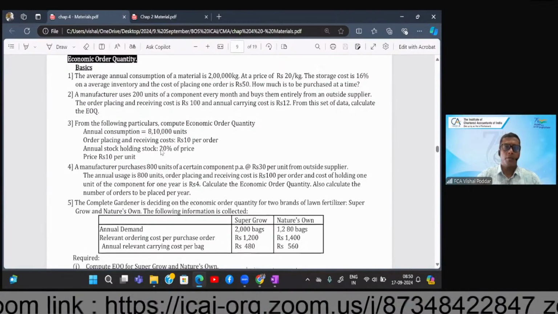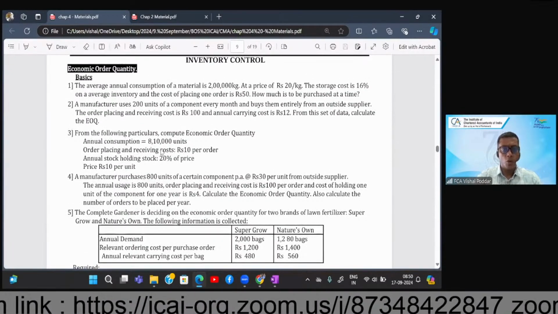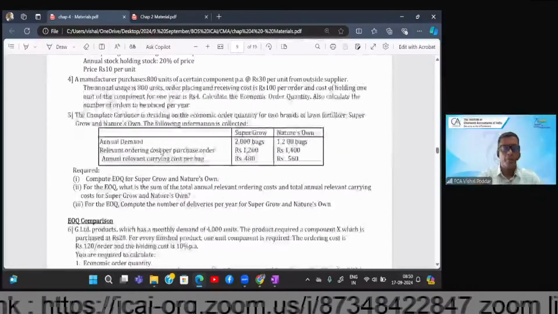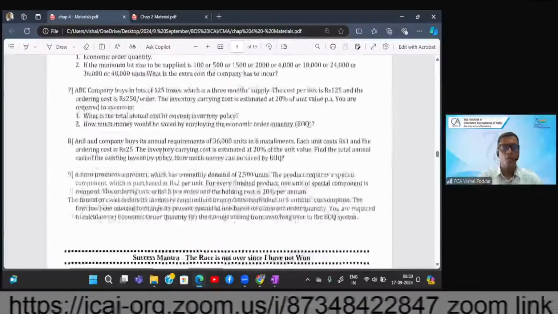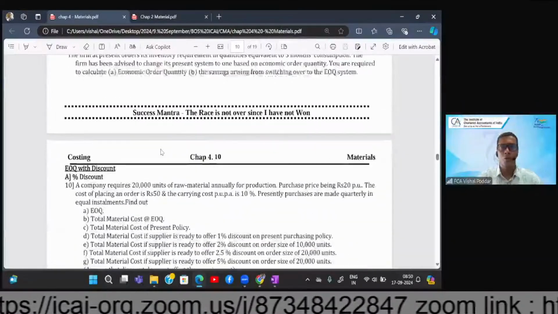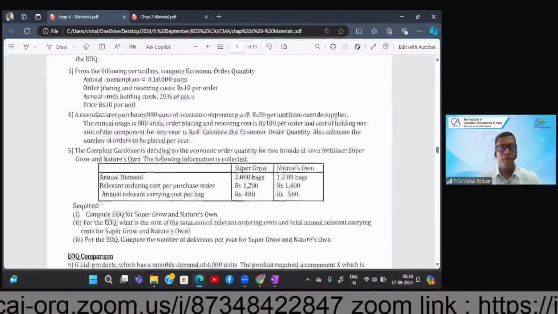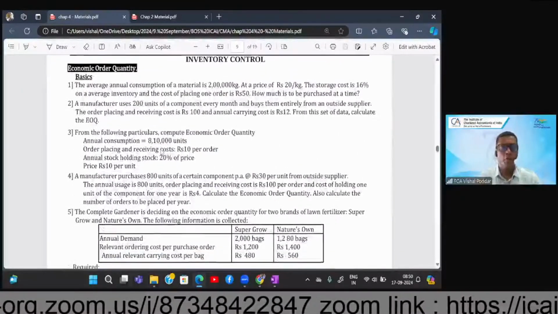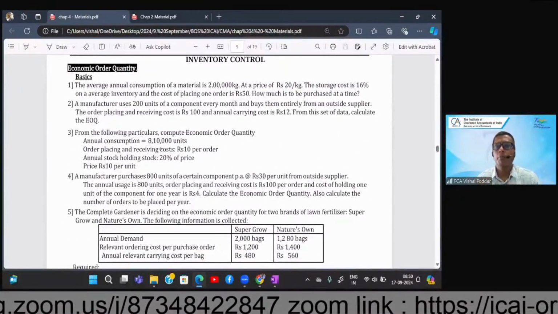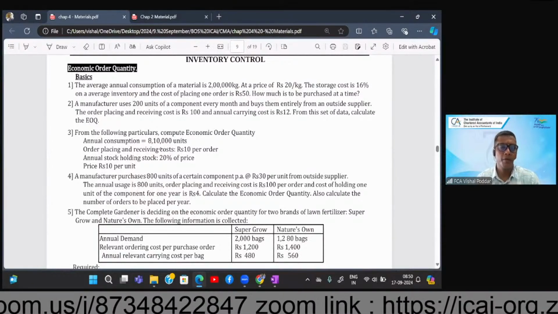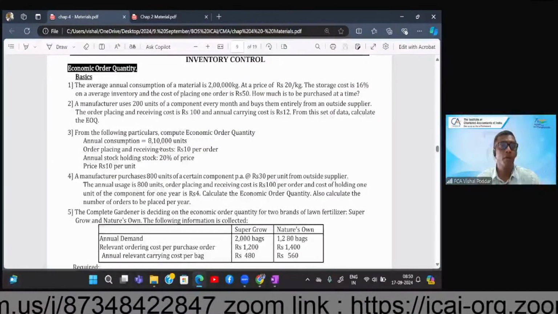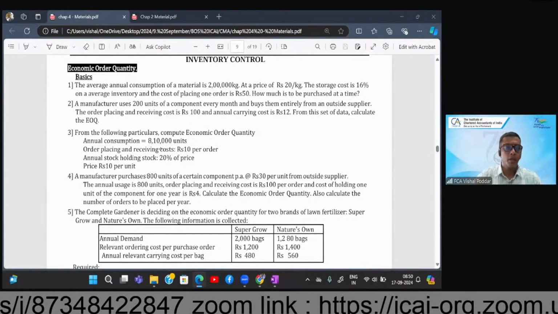Fine? Now we start with the practicals on EOQ. First category is basics. Second category is EOQ comparison. Third category is EOQ discount. We will cover each of these, right? Maybe if I have to overshoot the time today, please allow me to do that so that at least we'll complete the first major part, which is more than 50% of your exam questions, today itself.